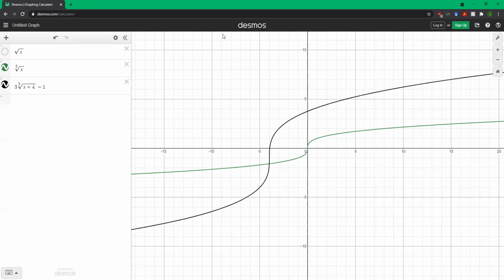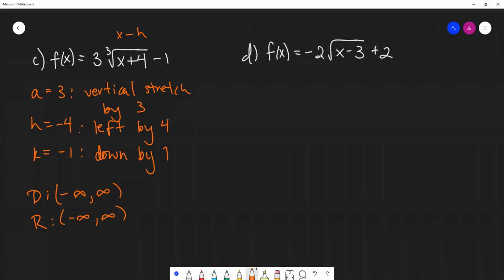All right, last one. We have -2 square root of x minus 3 plus 2. So we have a equal to -2, h equal to 3, and k equal to 2. So a being -2, there's two things going on here. It's negative, so here's our vertical reflection. Whenever your a is negative, that's when you have the reflection.